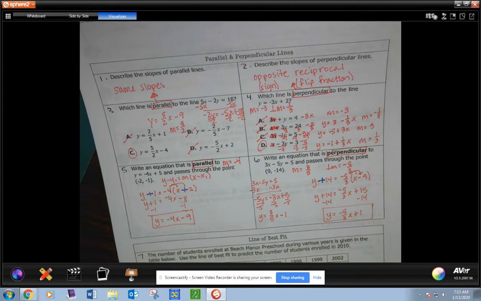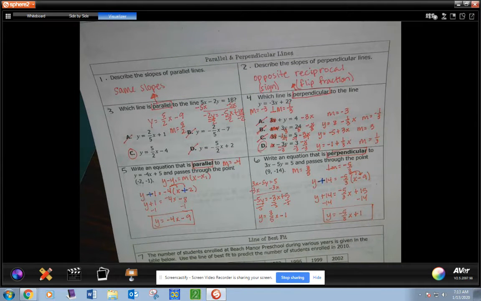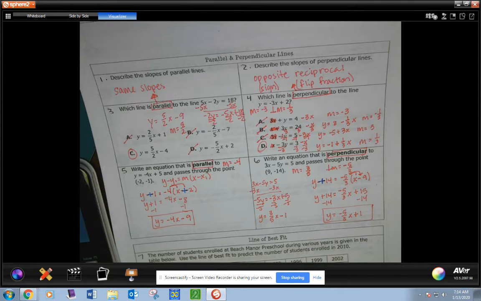Okay, now for the next one, you're going to be using your calculator. So I would make sure that you clear its memory. And to clear its memory, we just do second plus 712. Okay, so the number of students enrolled at Beach Manor Preschool during previous years is given in the table below. Use the line of best fit to predict the number of students enrolled in 2010.